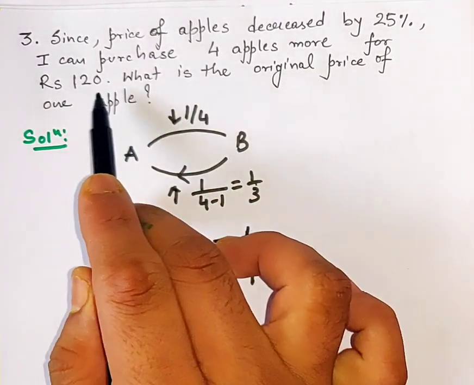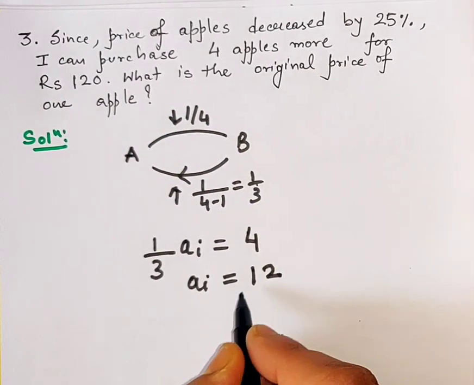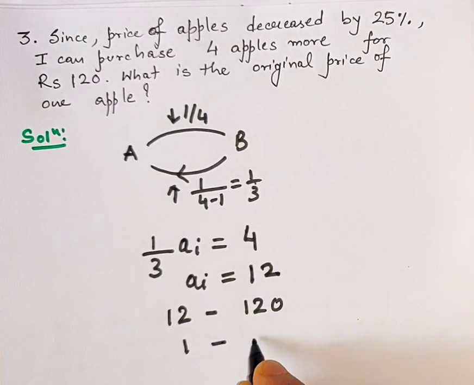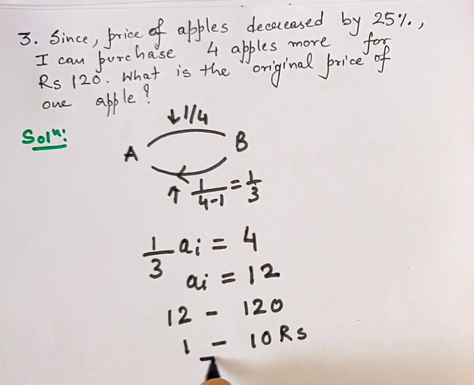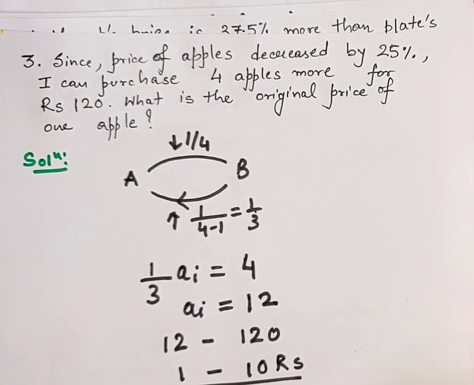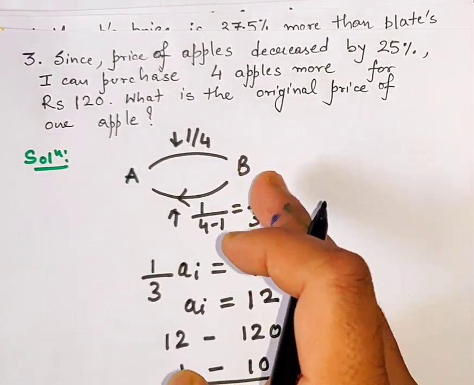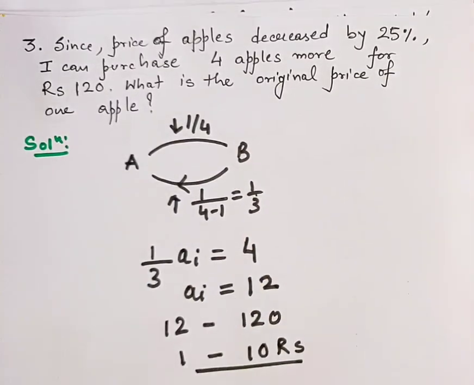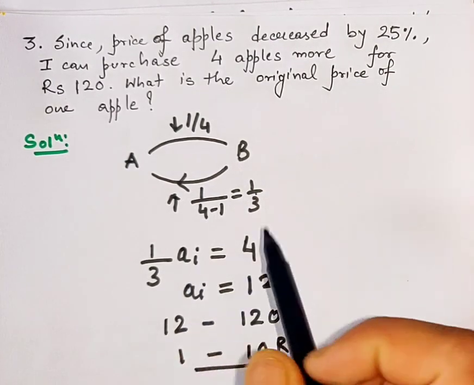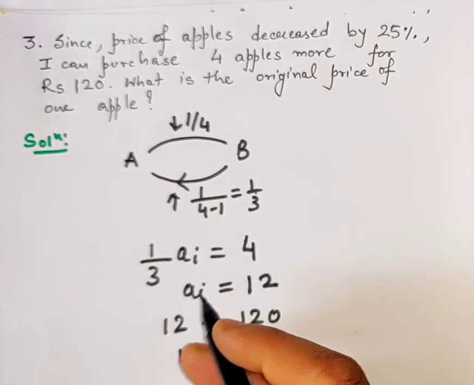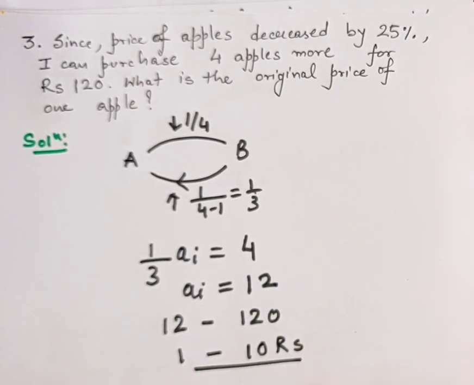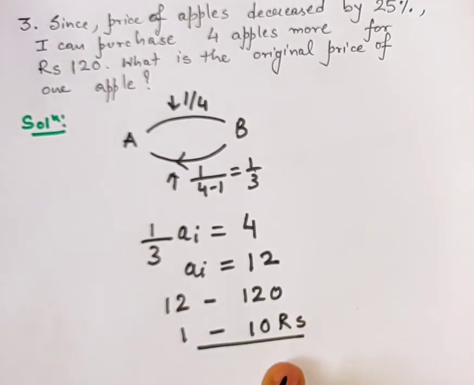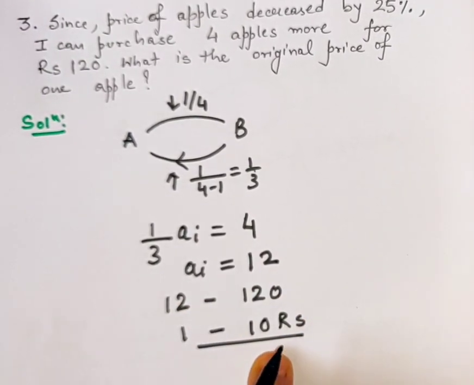And how much money I had? I have money 120. So 12 number of apples for 120. One apple cost 10 rupees. Okay. So price of apples decreased by 1 by 4. As the base has decreased, you need to subtract in the base. So the quantity will increase by 1 by 3. So 1 by 3 of initial number of apples, he can purchase 4 more apples. So initial number of apples was 12, and in 12 apples he used to purchase for 120. So one apple is 10 rupees.